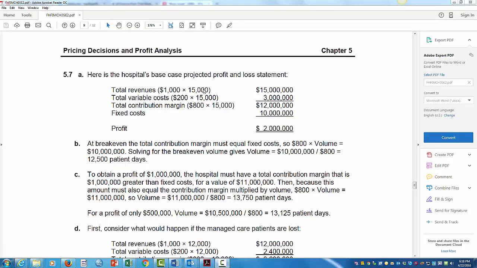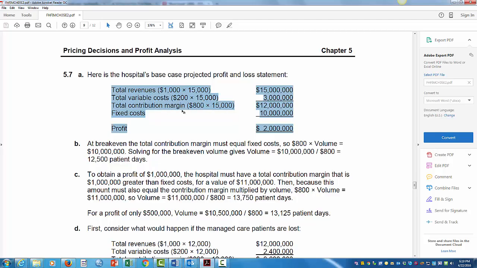So the first question asks to construct the base case projected P&L statement. That's the profit and loss statement. So this area that I'm highlighting right here, to calculate that, you're going to multiply the revenues of 15,000 units or inpatient days times $1,000 per inpatient day. That equals $15 million. We're going to subtract the variable cost. That's the $200 variable cost per inpatient day times the 15,000 units, and that's $3 million.